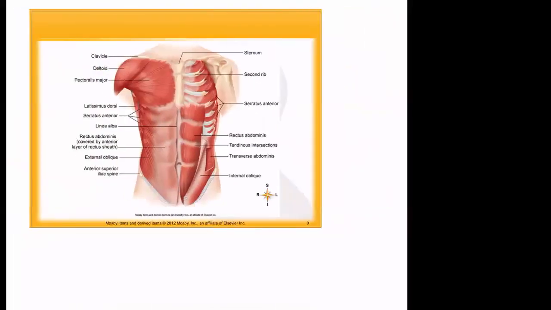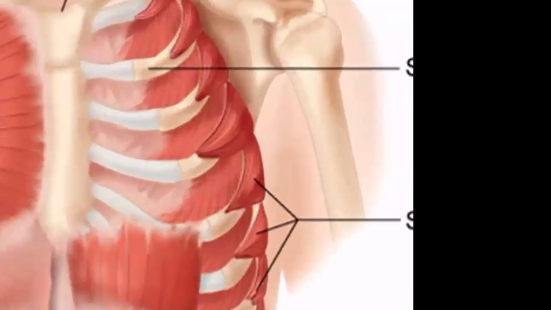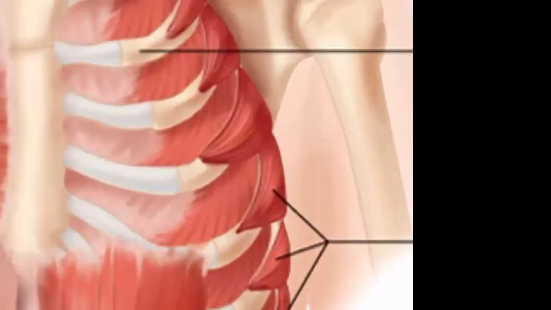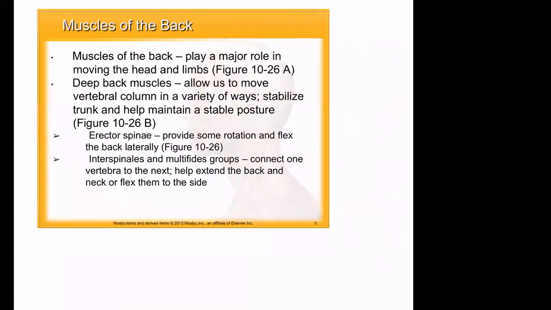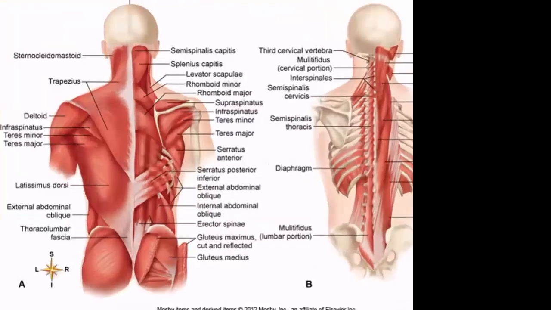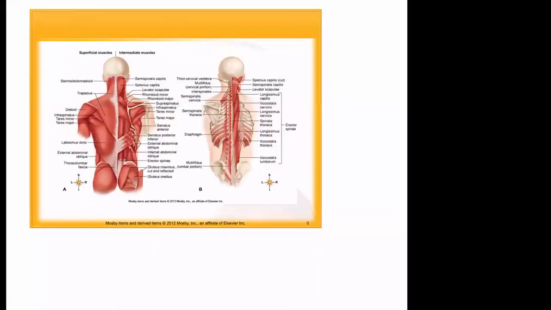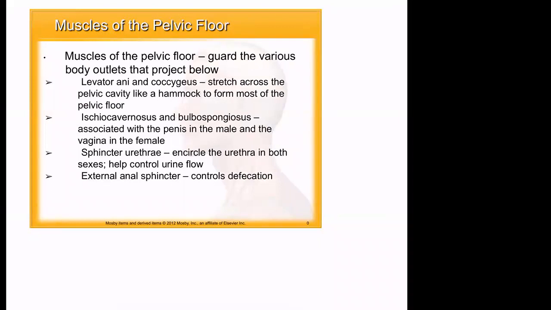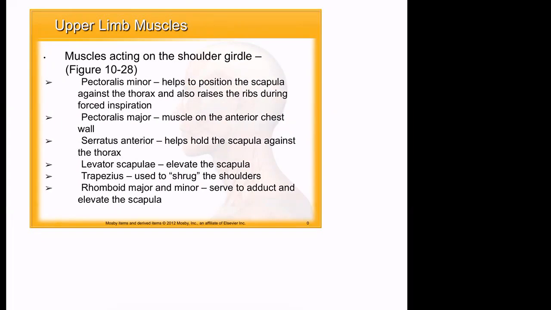You can see a little bit of the intercostal muscles here between the ribs as well. That's kind of good to see. The erector spinae muscles, these help the back flexing and moving. We'll come back to these in just a moment.